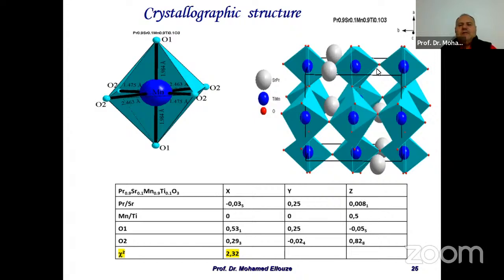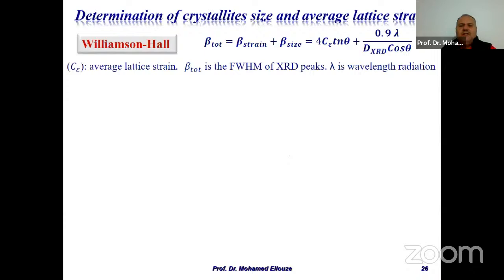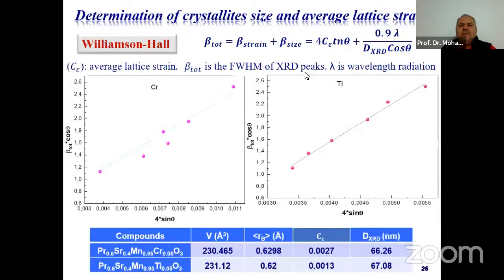This is the example of the crystal cluster of our sample. And from this, we can also determine or calculate the position of all other elements and the occupancy of all elements in the structure. From this part of X-ray diffraction, we can also calculate the crystallite size and average lattice strain with Williamson-Hall using this formula.